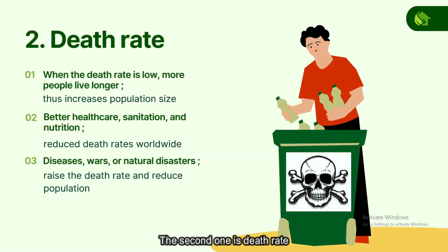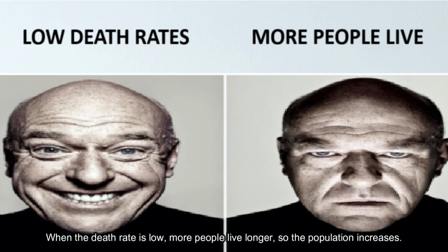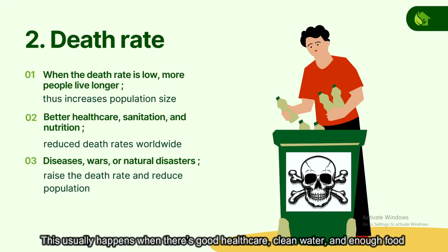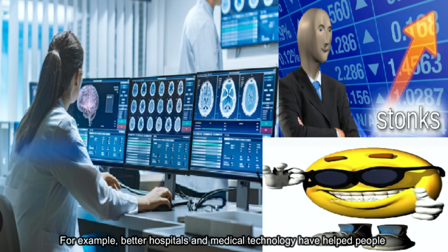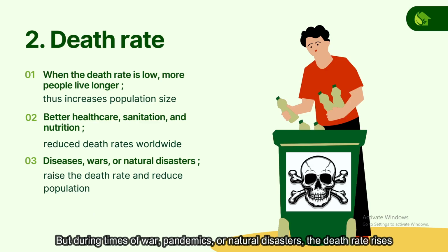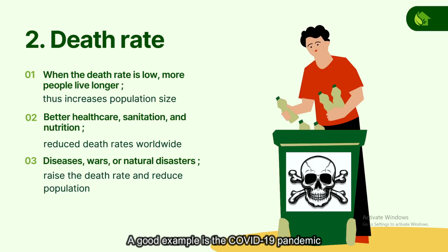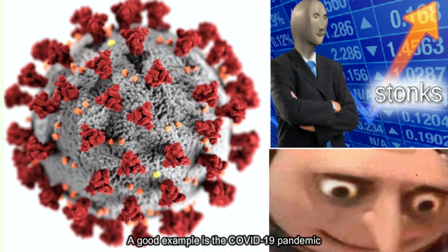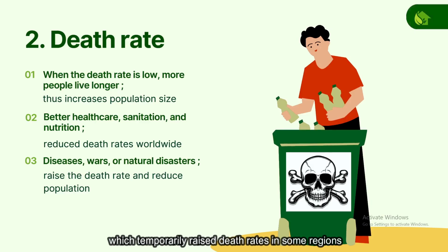Second one is death rate. When the death rate is low, more people live longer, so the population increases. This usually happens when there's good health care, clean water, and enough food. For example, better hospitals and medical technology have helped people live longer in many countries. But during times of war, pandemics, or natural disasters, the death rate rises. A good example is the COVID-19 pandemic, which temporarily raised death rates in some regions.